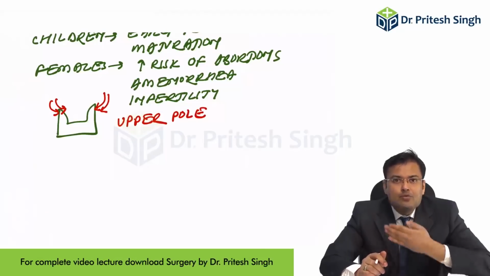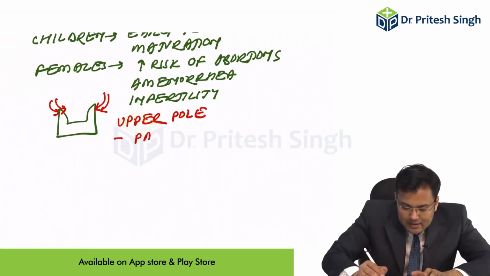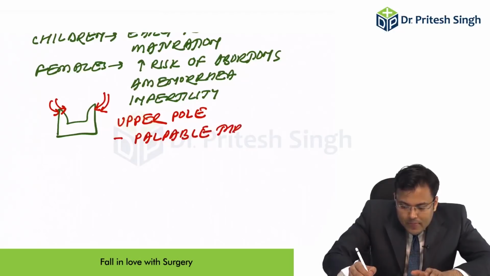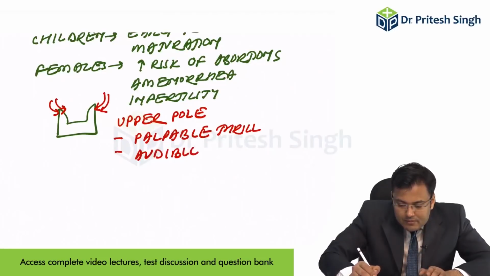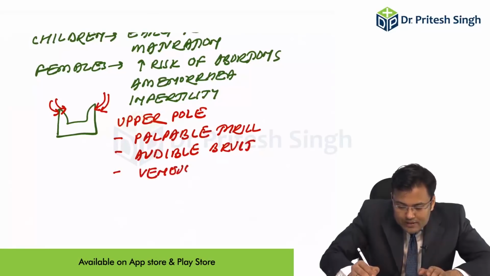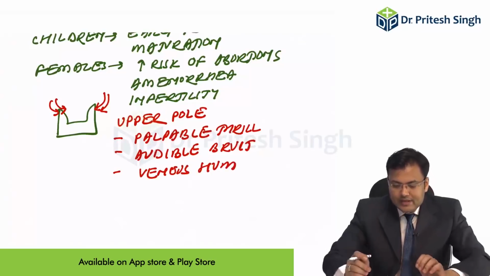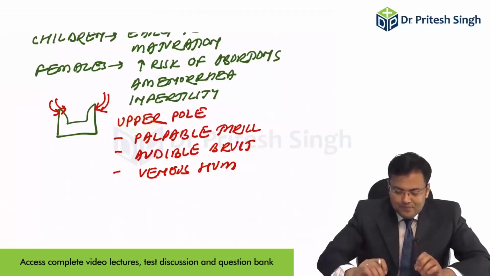So hypervascularity is most prominent near upper pole. If I'm going to palpate this region, what I can feel, there is palpable thrill. On auscultation, there is audible bruit and sometimes audible venous hum. So there is palpable thrill, audible bruit, and venous hum.